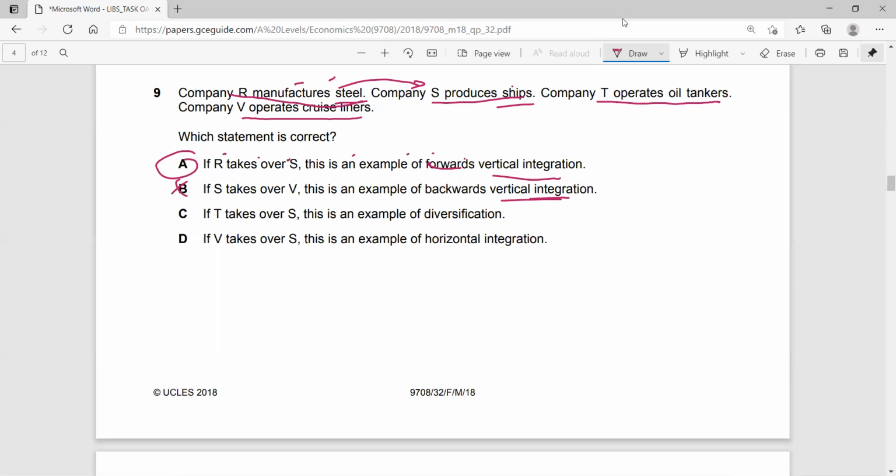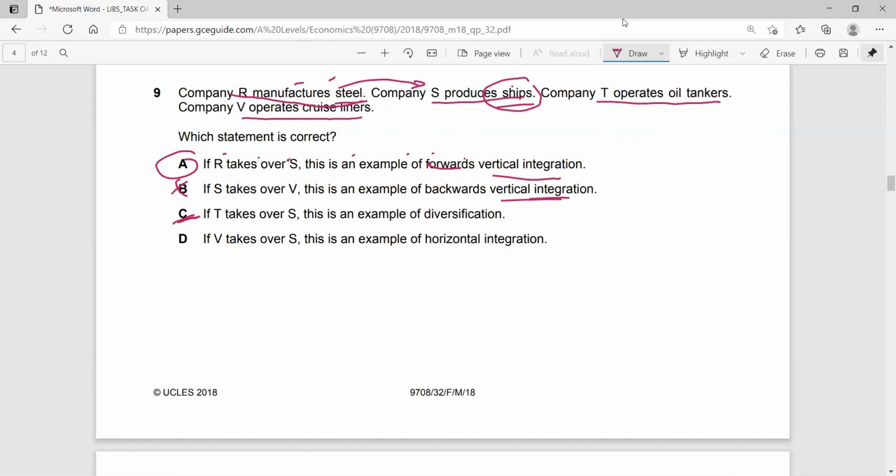If T takes over S, this is an example of diversification. So if oil tankers takes over ships, it's an example of diversification. Not too sure about this. You could argue that it's an example of diversification, but you probably need more information regarding what sort of ships and how different they are, and thus whether it's actually an example of company T diversifying, or are those ships very similar to oil tankers?